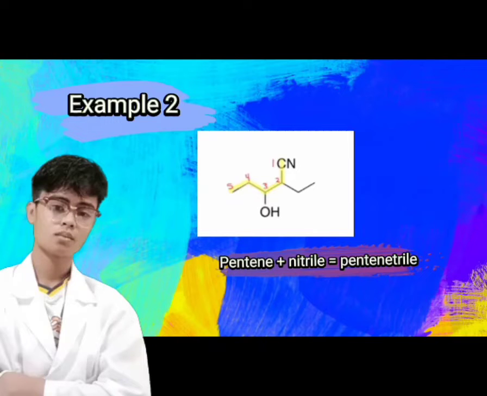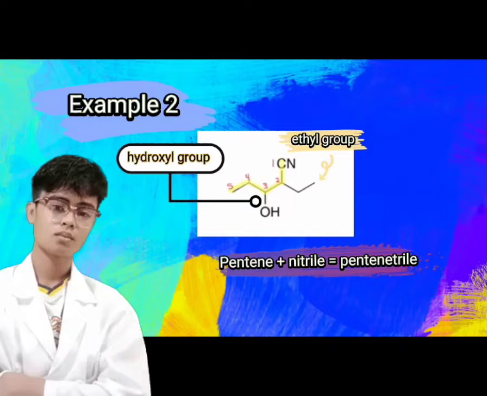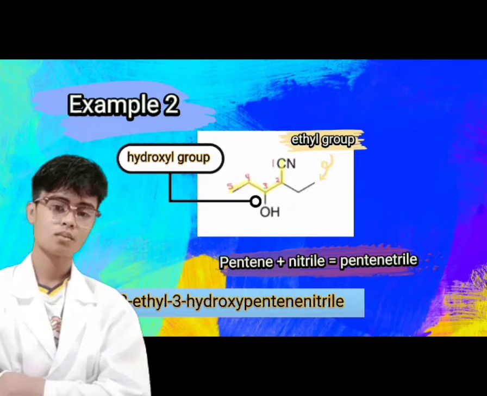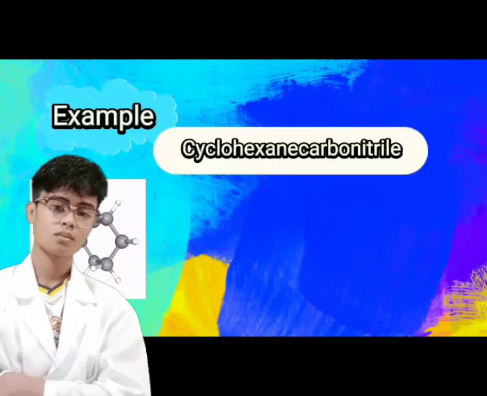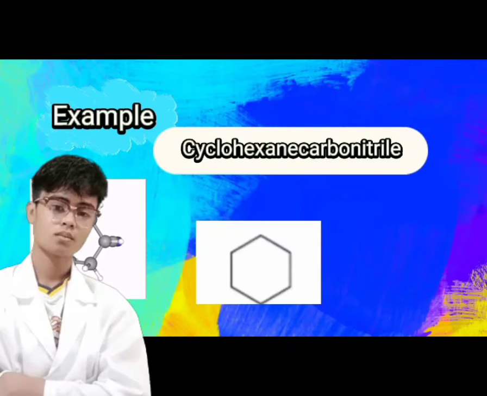We have substituents on carbon 2, which is the ethyl group, and carbon 3, which is the hydroxyl group, alphabetized with the final name of 2-ethyl-3-hydroxypentenenitrile. To draw the structure of this example, cyclohexanecarbonitrile, first we draw a cyclohexane and attach the nitrile on carbon 1.